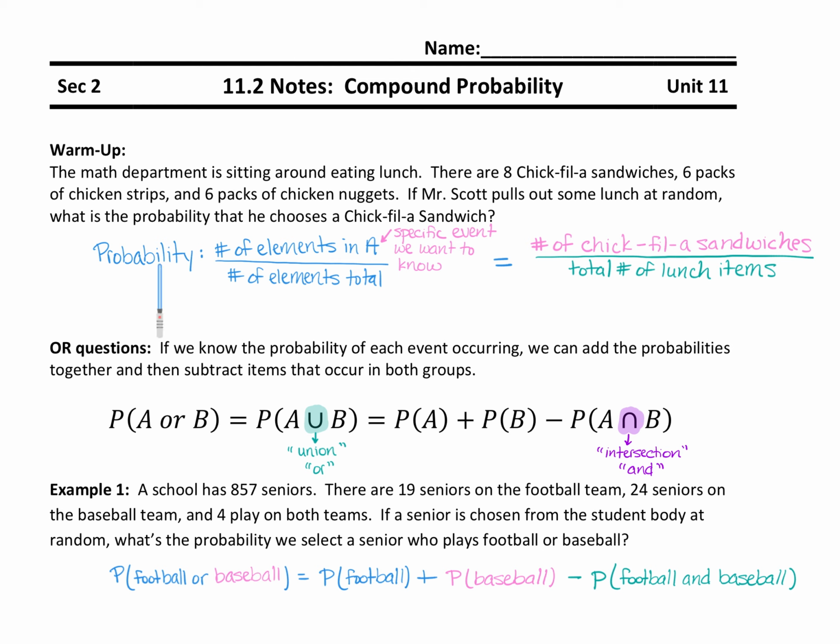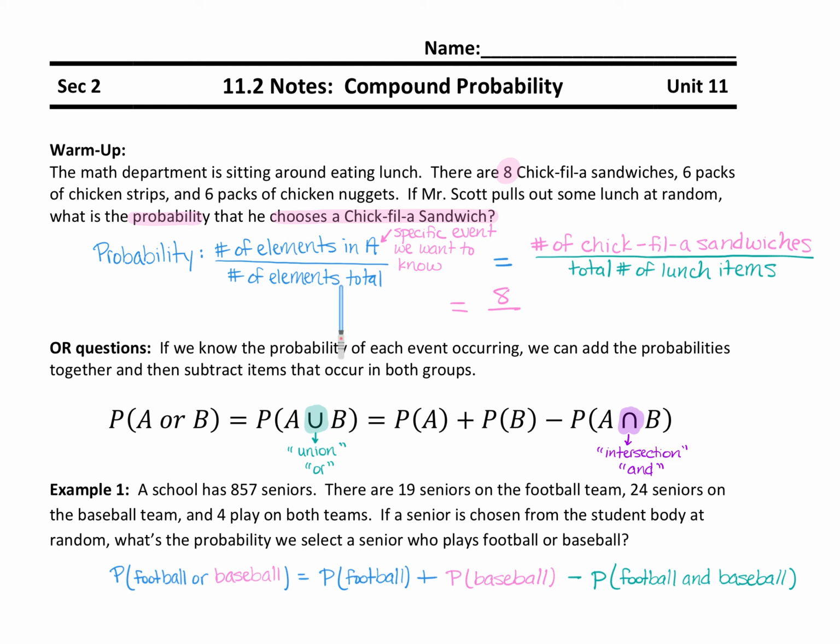Remember that the simple probability we talked about last time is when we count the number of elements in A, which A is the specific event we want to know about. And in this case, we want to know the probability that he pulls out a Chick-fil-A sandwich. So how many Chick-fil-A sandwiches are there? 8. There are 8 Chick-fil-A sandwiches, and so 8 is on the numerator.